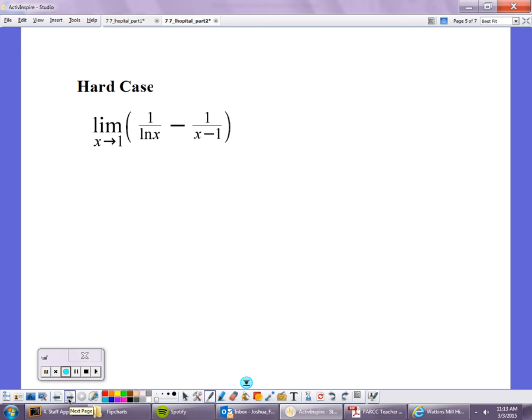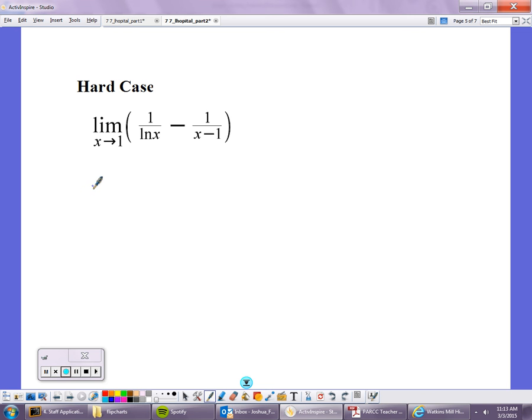All right, here's the hard case. It's a little harder because, again, it's an issue of setting up the limit correctly so that we have some function over some other function. Here we've got some function, 1 over ln x, minus some other function, 1 over x minus 1. What we want to do is rewrite this. Well, first of all, we can see that this is not going to be easy, right? What do we end up with?